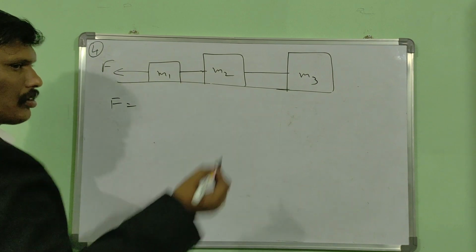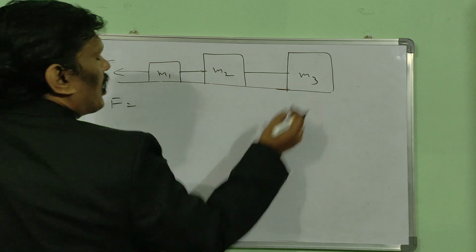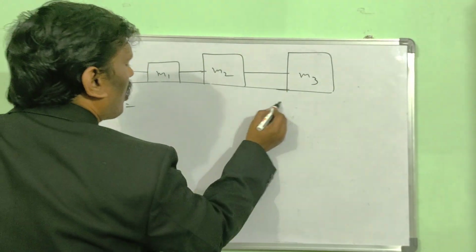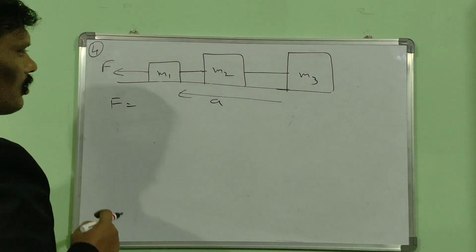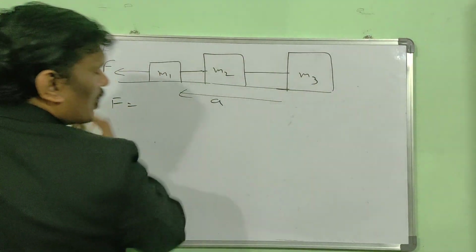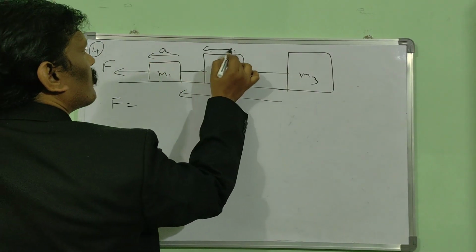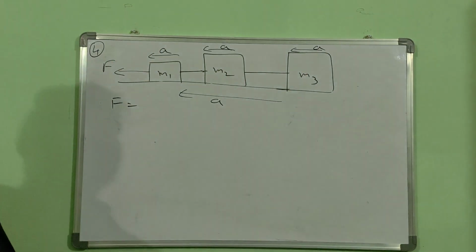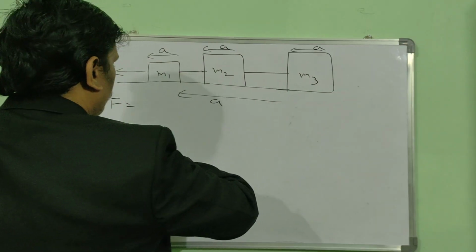Here is how to calculate the force if acceleration A is given in the problem. M1, M2 and M3 are all connected with strings, massless strings of course. All are moving with the same acceleration in the direction of the force. Block M1 moves with acceleration A, M2 moves with acceleration A, M3 moves with acceleration A, no doubt at all. All are connected with the string, so all move with the same acceleration.